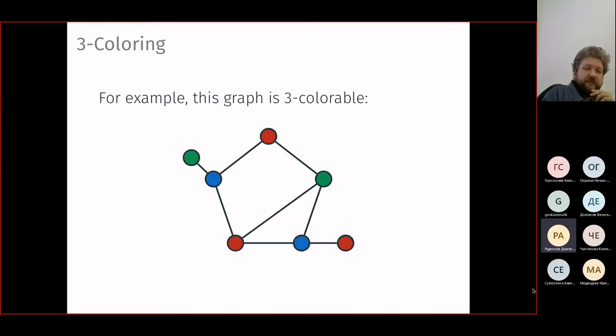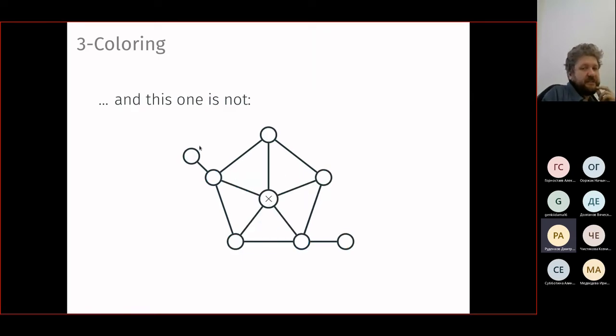And this one is not. It's a variant of this graph. We added a vertex in the middle, and you see that this could not be colored in three colors. Why? Well, these are five vertices in this cycle, right? So, 1, 2, 3, 4, 5. And you cannot color them in two colors, right? Because if you take red, green, the last one is neither red nor green. Therefore, for coloring this pentagon, you need at least three colors. And the point in the middle has to be different from all of them. It should be the fourth one.